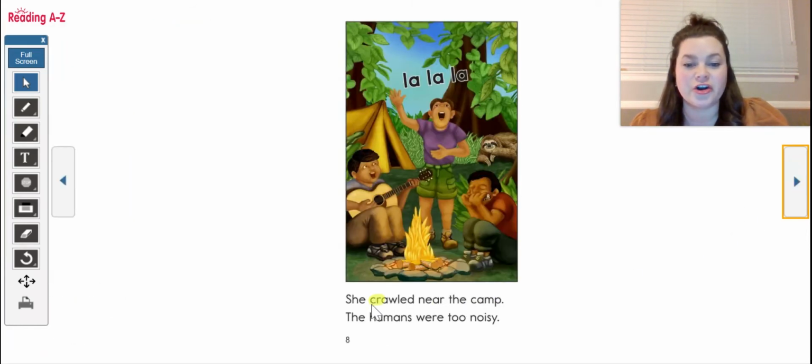She crawled near the camp. The humans were too noisy. Like they're playing their guitar, they've got their harmonica, and she's singing la la la, making all this noise. And look what Sloth is trying to do. She's just trying to sleep, but it's too noisy for her.